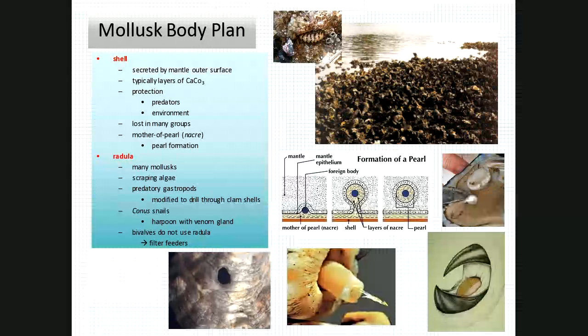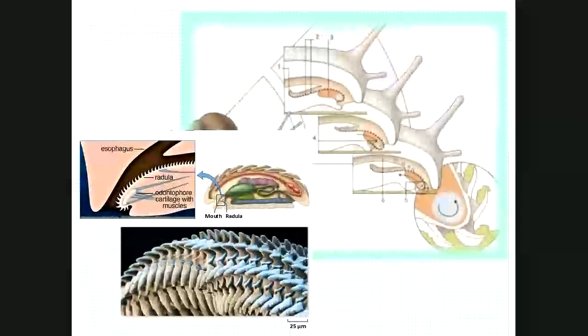Now, bivalves are filter feeders. They don't scrape, so they don't have a radula. In cephalopods, the radula has been turned into the beak. Squid and octopus have a beak, and that's what they've modified their radula into. But I want to stick with the radula for a second as a scraping device. Here's a couple of pictures of the radula.